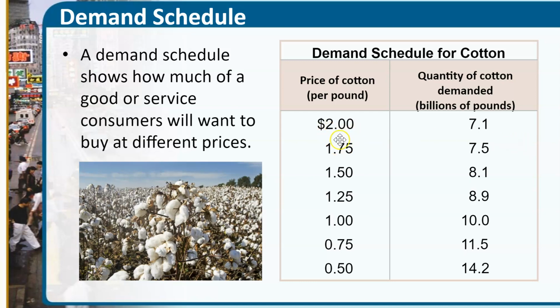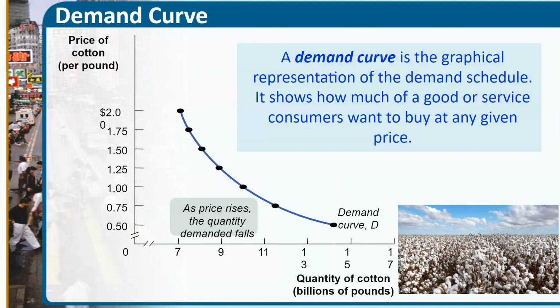So for the price of cotton at $2, 7.1 billion pounds of cotton would be demanded, a quantity demanded, at that particular price point. But if the price dropped to $1, 10 billion pounds would be demanded. Okay, big difference. 3 billion pounds more would be demanded of this market at $1 versus $2. That creates our demand curve, and it is downward sloping because the idea here is as the price falls, the quantity demanded will increase. Let me say that again.